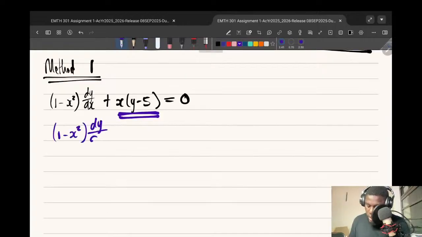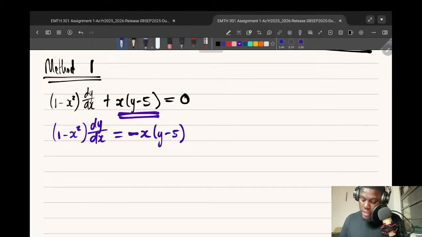The thing with dy dx should first remain alone before you try separating variables. The first thing you do is the thing with dy dx should stay alone. So this is going to be equal to negative of x multiplying y minus 5. This is what happens because they go to the other side, then they'll have a negative in front of them.